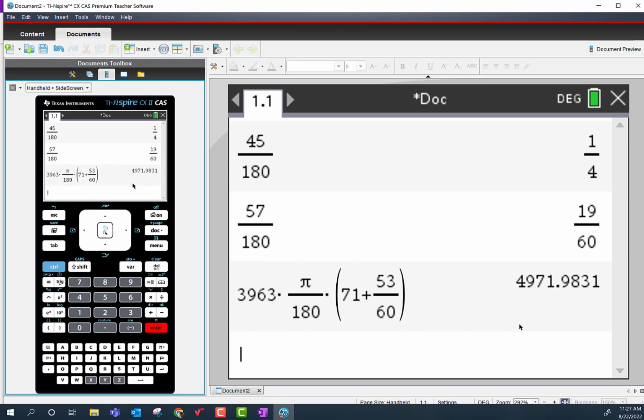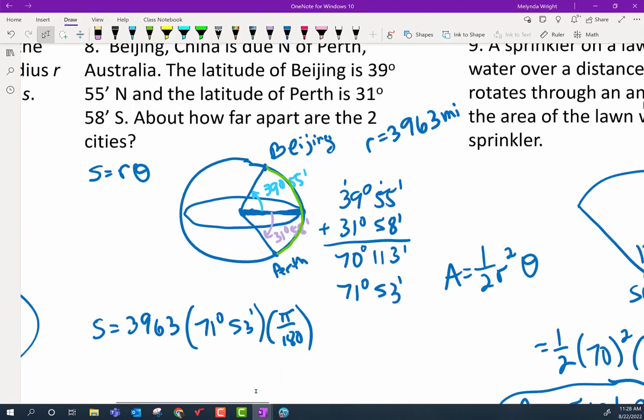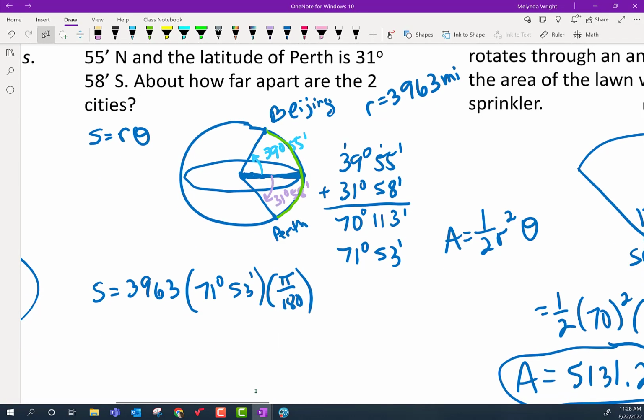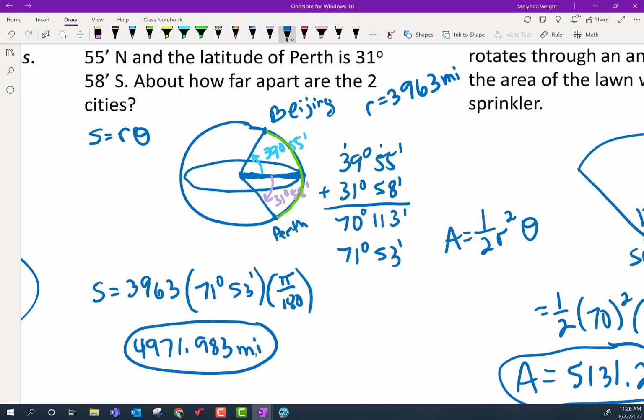All right, so this is how we would put this on our calculator. And of course, it's in the recording, as long as the recording is working. So let's go back to our document. And so they are 4,971.983 miles apart. All right. Let me stop the recording.